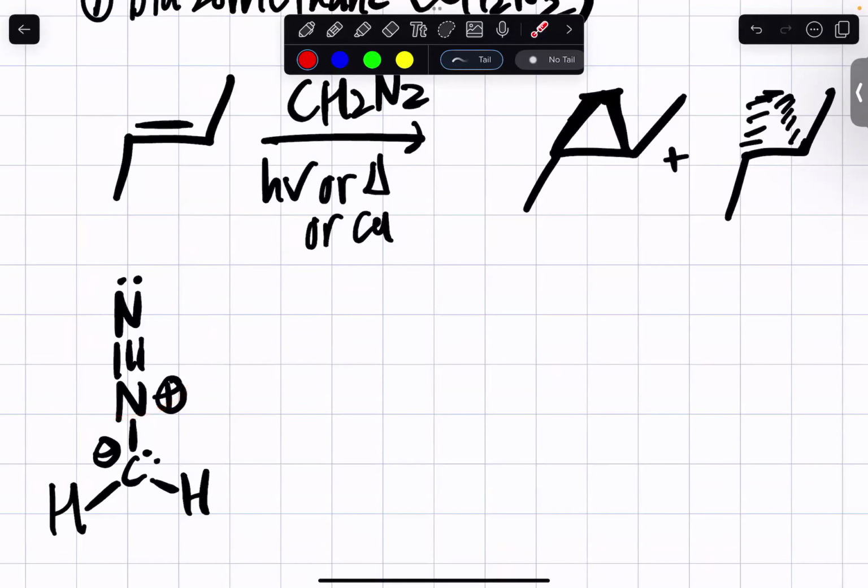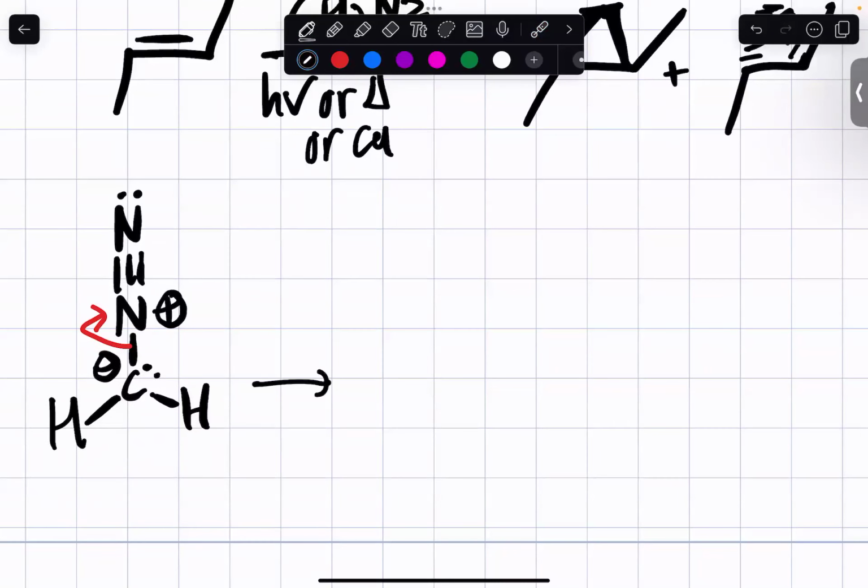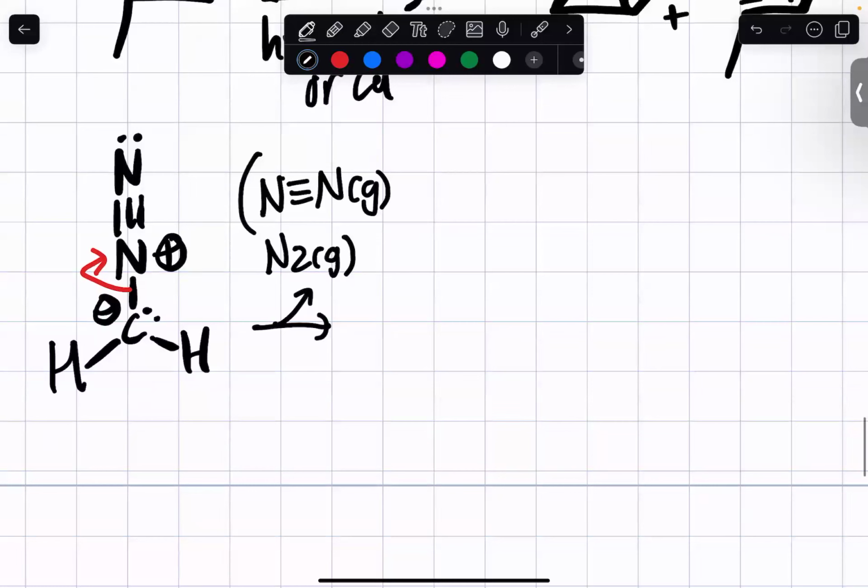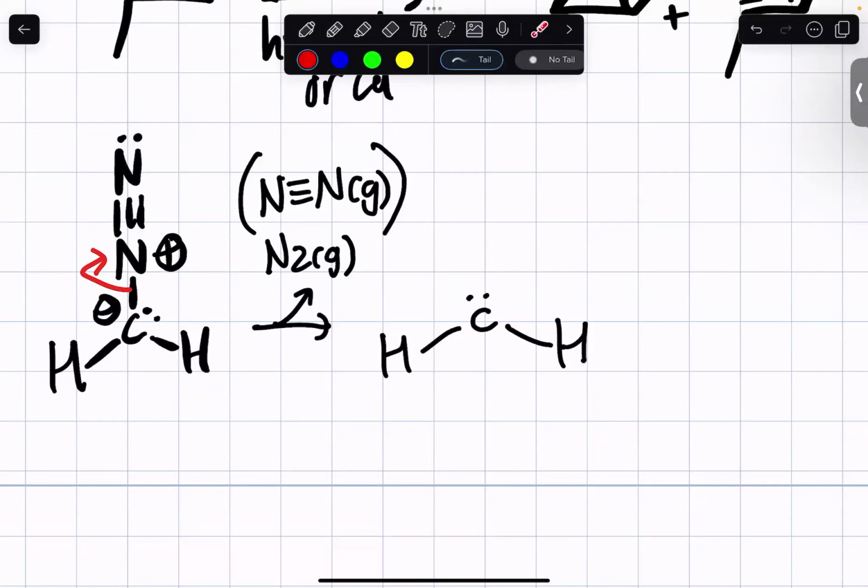This right here is a really good leaving group. It's one of the best leaving groups in organic chemistry, which is just going to leave by itself first. It's going to leave as nitrogen gas, N2 gas, right? Which has a triple bond between them, like that, right? And once we have done that, we created a neutral carbon with 2 bonds and 1 lone pair.